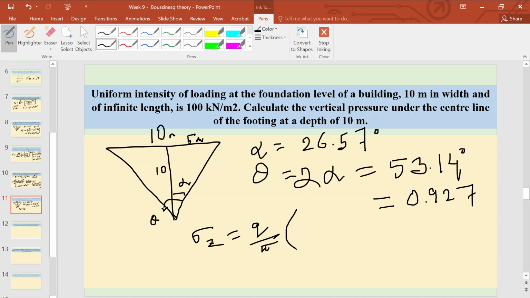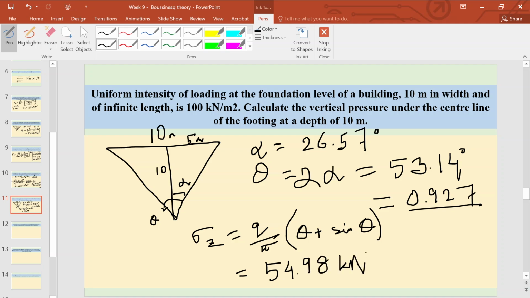The formula is q by pi into theta plus sine theta. Theta is 0.927, sine theta is sine 53.14. Q is 100 and pi. The value approximately will be 54.98, 54.7, 54.6 to 55, something like that. So I'll be writing 54.98, the value I've got. Okay, this will be the value.